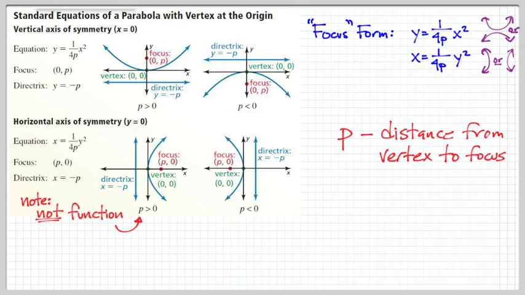Note also that the left and right parabolas are not functions. They fail the vertical line test, but we're still going to use them. They're valid equations. So now let's graph a parabola.